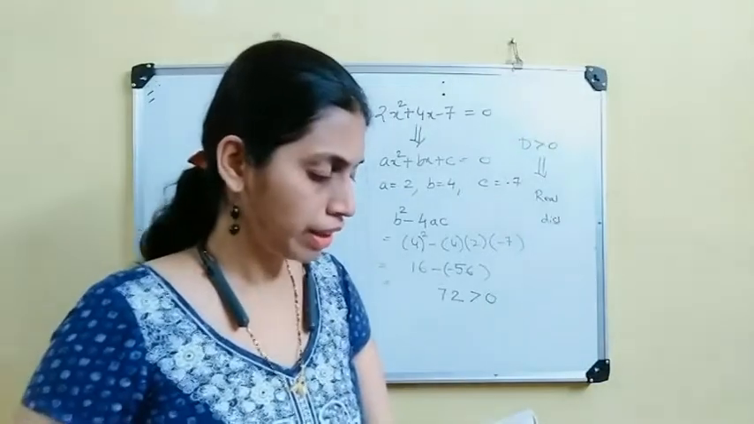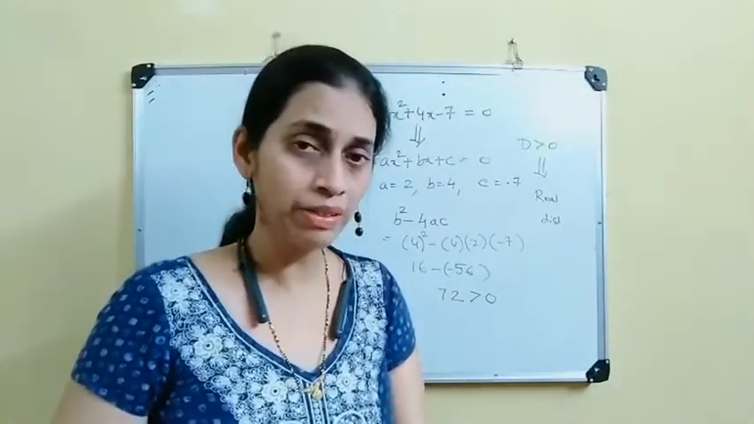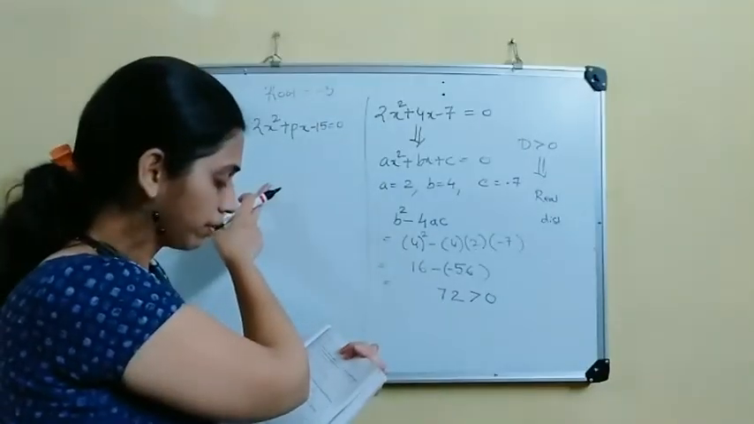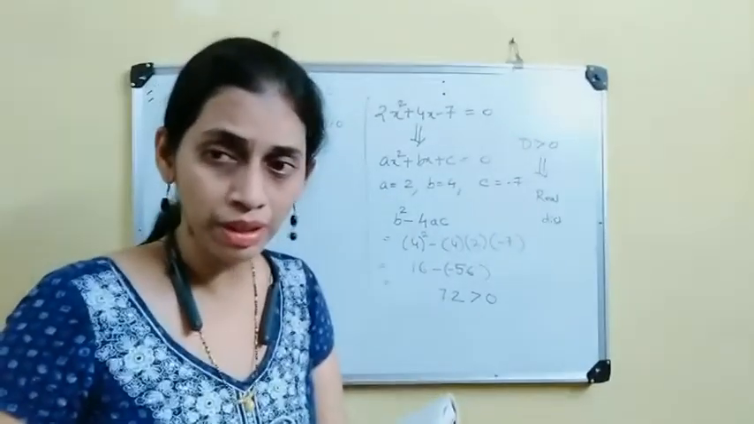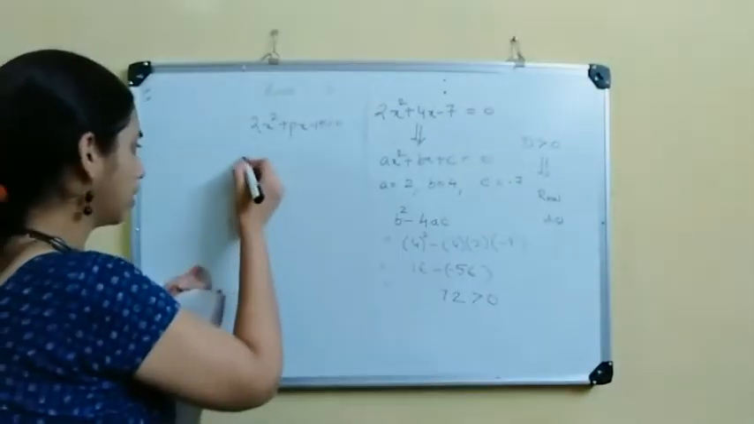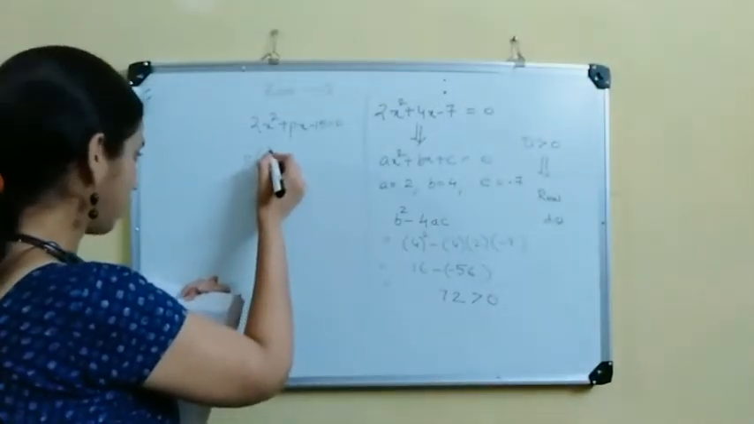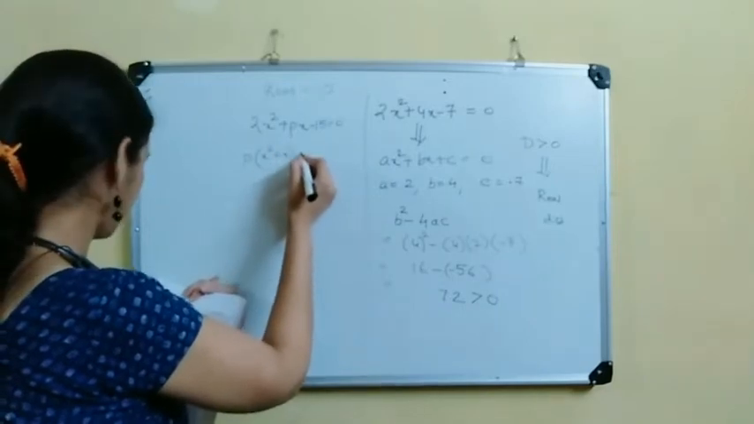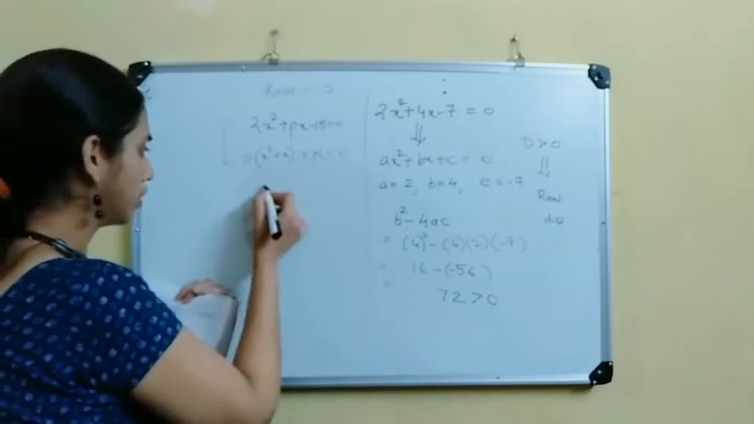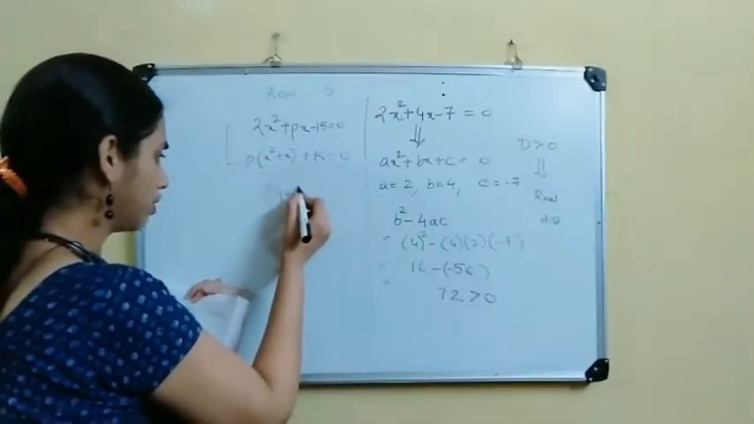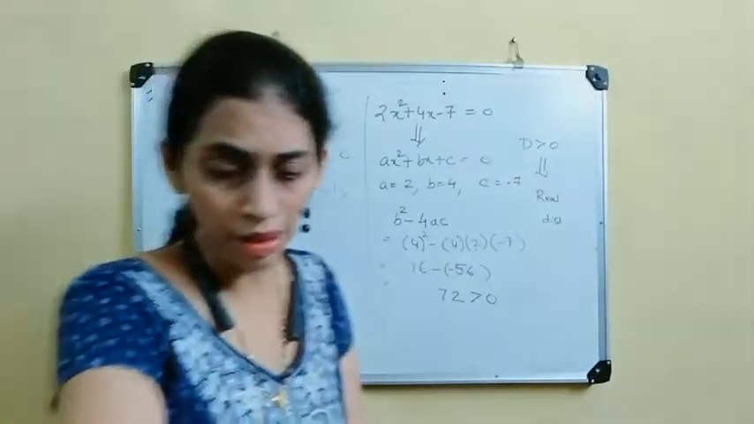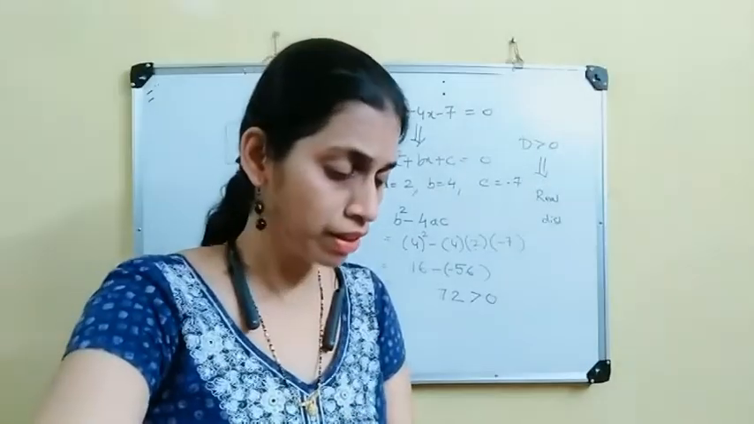Minus 5. Correct? They are asking you to find the value of k. A quadratic equation is given to you and one more quadratic equation is given. So write down that also, which is p into x square plus x plus k is equal to 0. These both equations have equal roots. Both the equations are having equal roots.